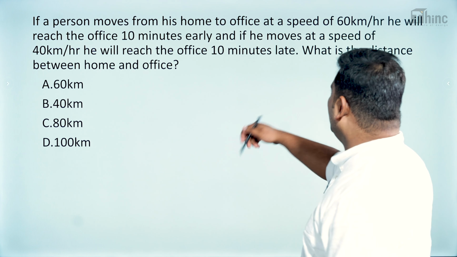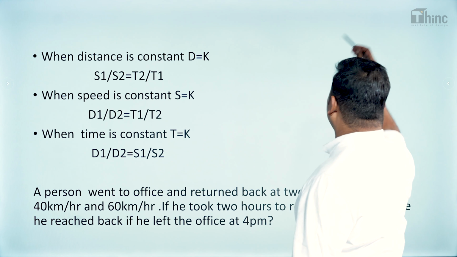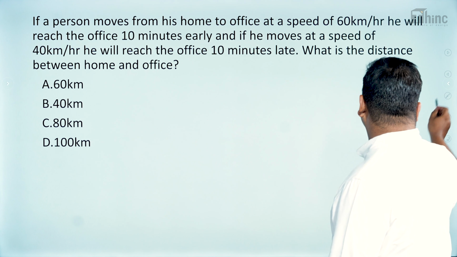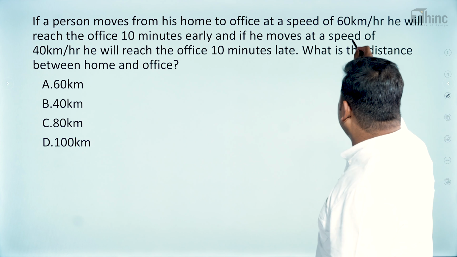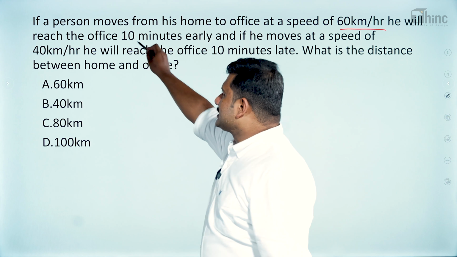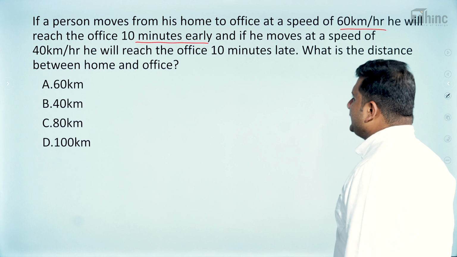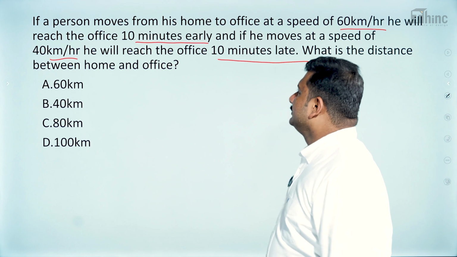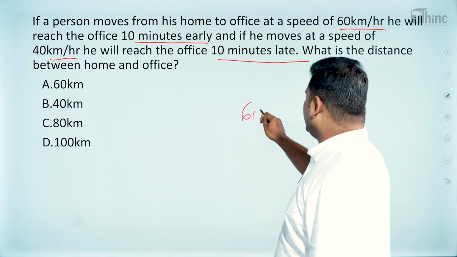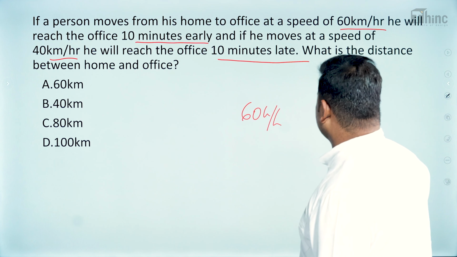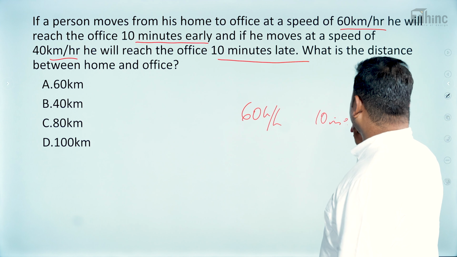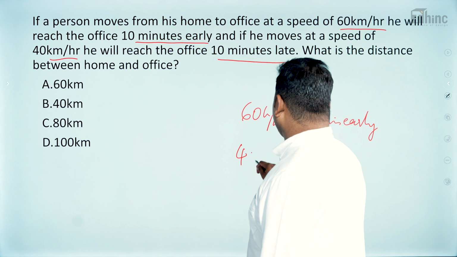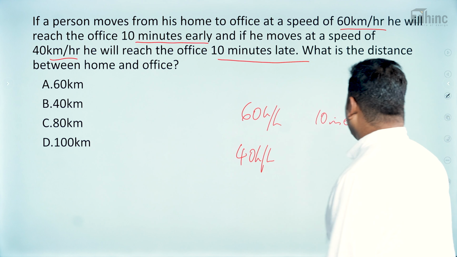A person moves from home to office at a speed of 60 kilometers per hour and reaches the office 10 minutes early. So when he moves at 60 kilometers per hour, he reaches the office 10 minutes early. And if he moves at a speed of 40 kilometers per hour, he reaches the office 10 minutes late.